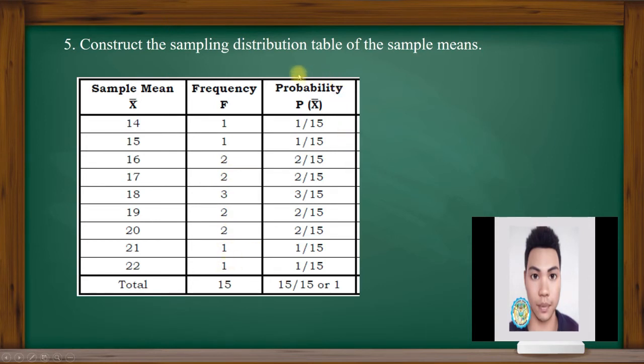And then the probability of the sample mean, which is out of 15, since we had 15 possible samples earlier. So it's the frequency over 15. We have 1 over 15, 1 over 15, 2 over 15, and so on. When you add them, the numerators total 15, so 15 over 15 or 1. As I said in our lesson, the total of the probabilities should be 1.